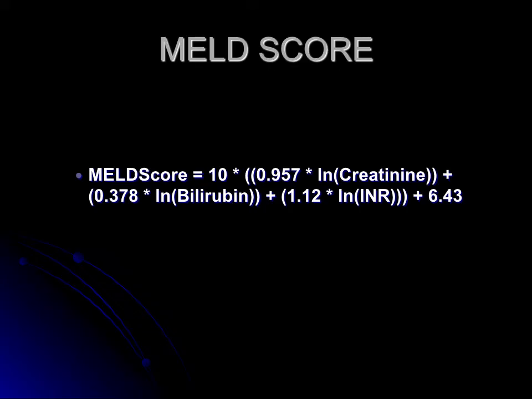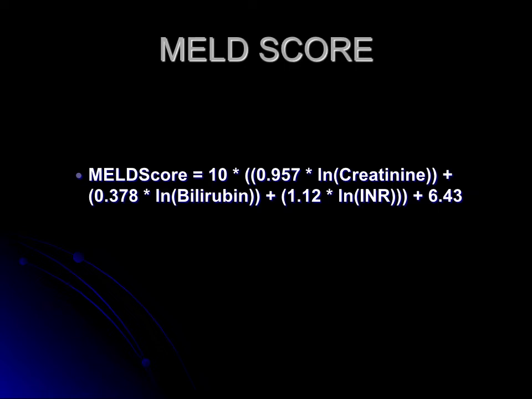The MELD score is an algorithm and cannot be calculated by hand. It is done only by a calculator on a smartphone or smart machines. It includes a calculation of creatinine, bilirubin, and INR. MELD is an abbreviation of Model for End-stage Liver Disease, and it traces the 3-month mortality and prognosis of the patient with end-stage liver disease if left without treatment. So it can trace the severity of the liver condition.